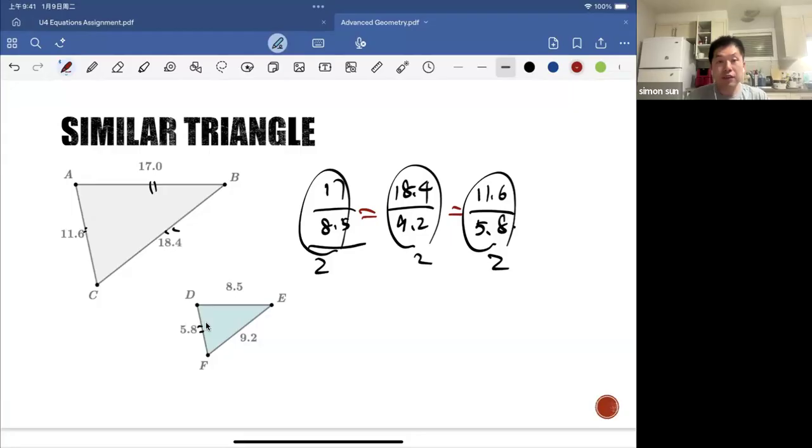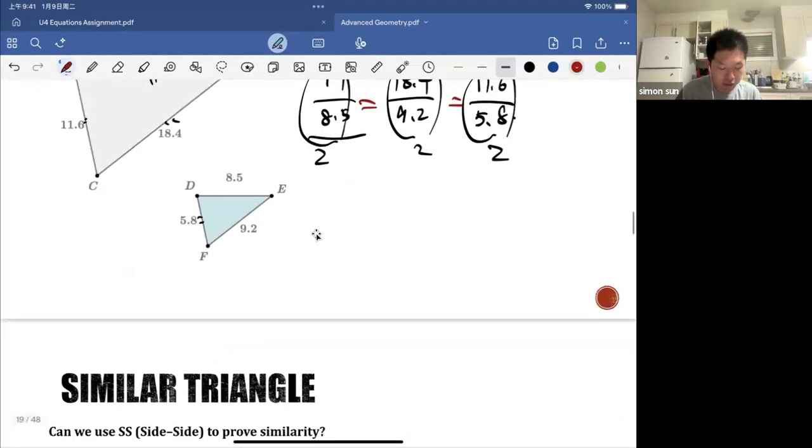So my question now becomes, for angles, we don't need all three angles to prove two triangles are similar, right? Because if two angles are given, then the third angle will be determined. There's only one possible value for the third angle. So we actually need to find two corresponding angles that are the same, then we can prove two triangles are similar.